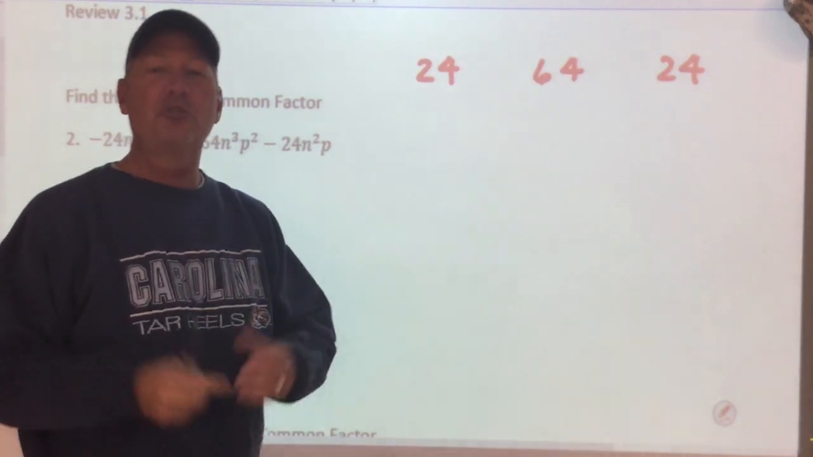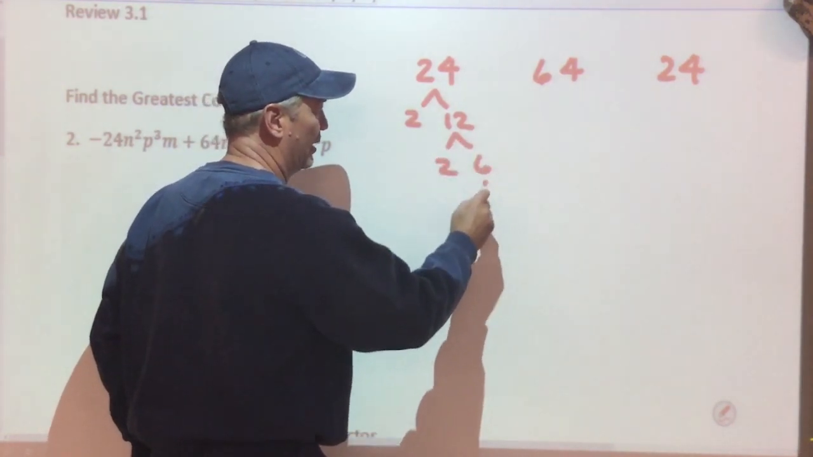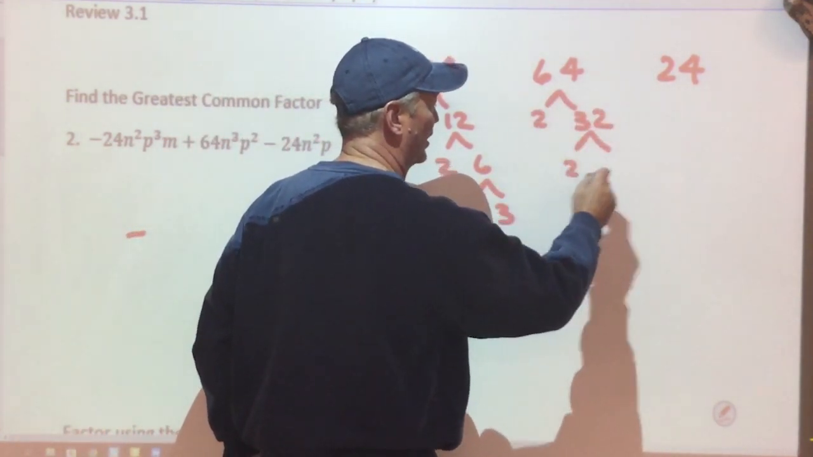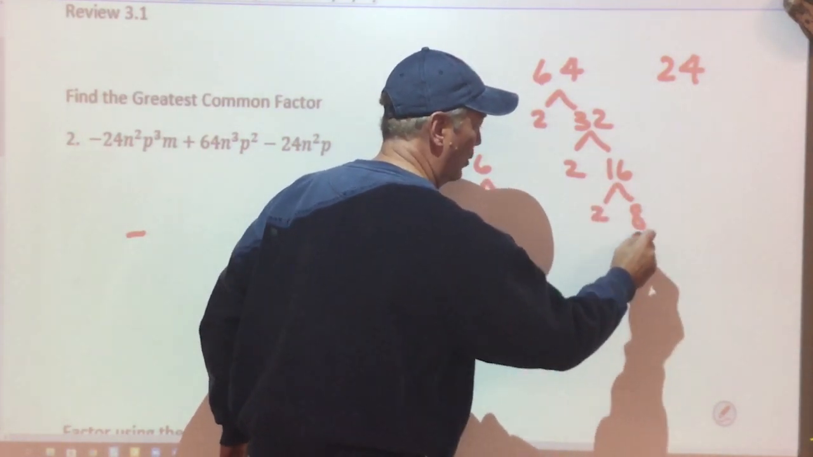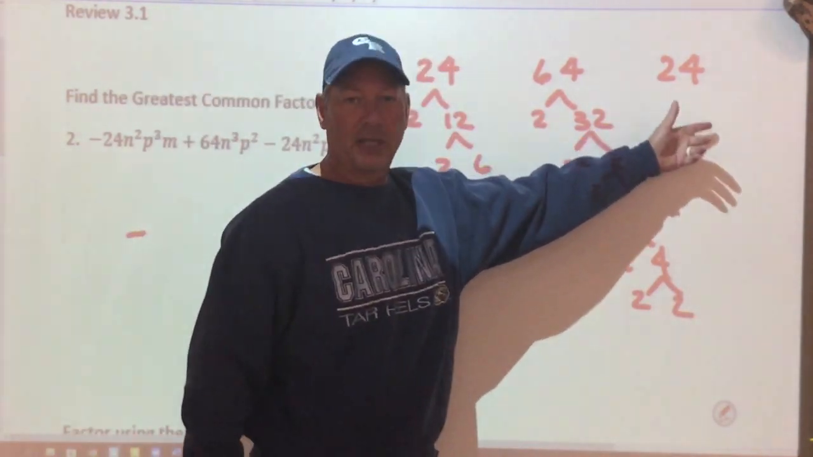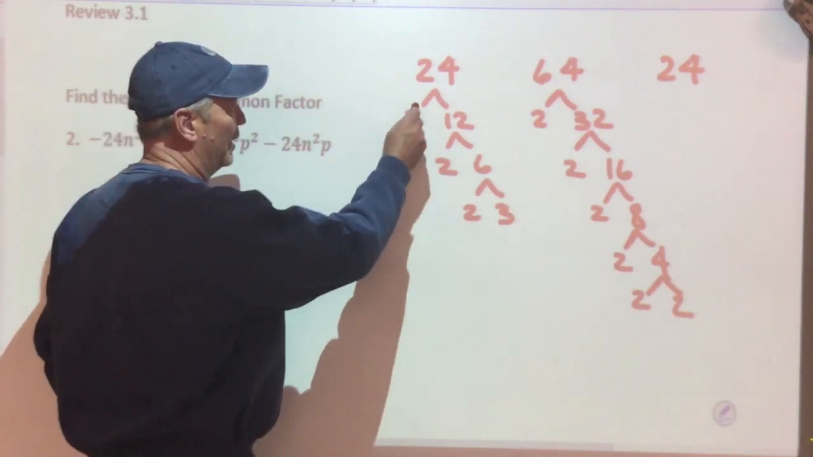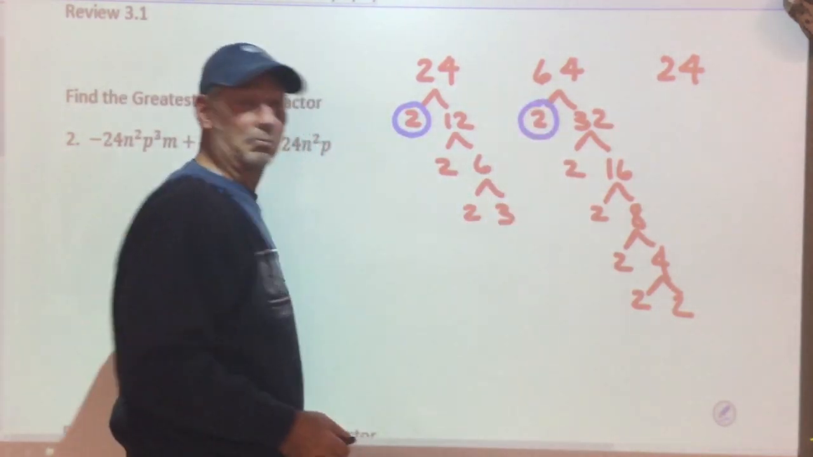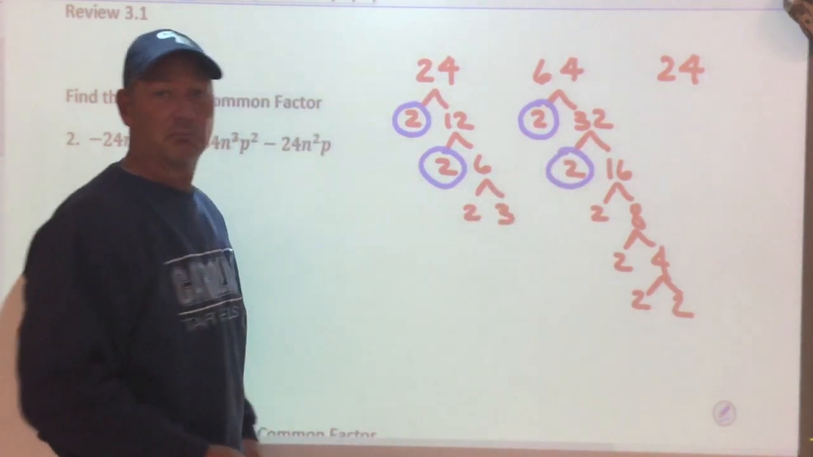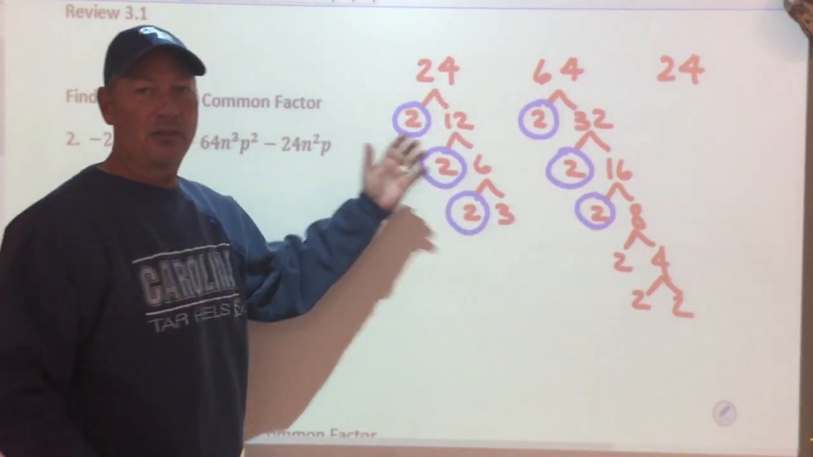If this happens to you, you can use the factor tree. 24 is 2 times 12, which is 2 times 6, which is 2 times 3. 64 is 2 times 32, 2 times 16, 2 times 8, 2 times 4, 2 times 2. I could repeat this for the other 24, but it's exactly the same. So I'm looking for numbers they have in common. They have a 2 in common, another 2 in common, and another 2.